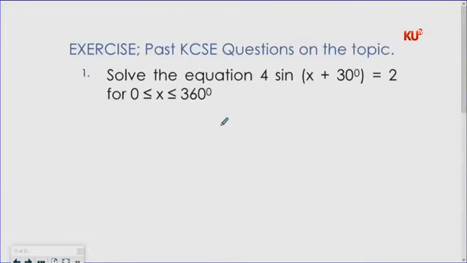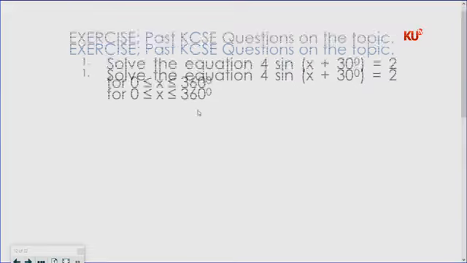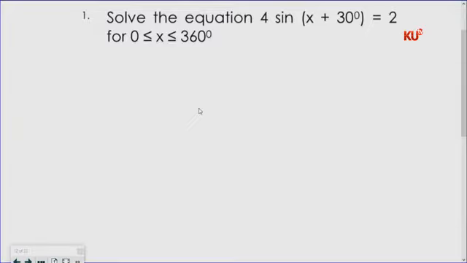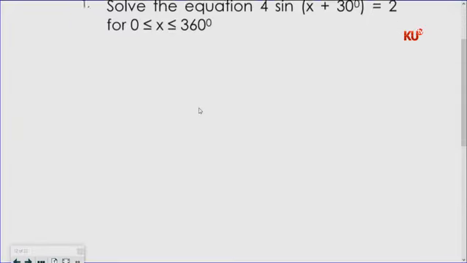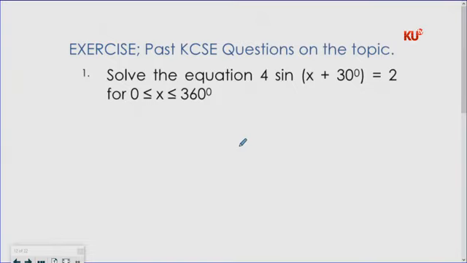So, learner, we have an exercise here. You can look at this particular question. Yes, my producer is very active here. That is the only student I have because we have to maintain the social distance.